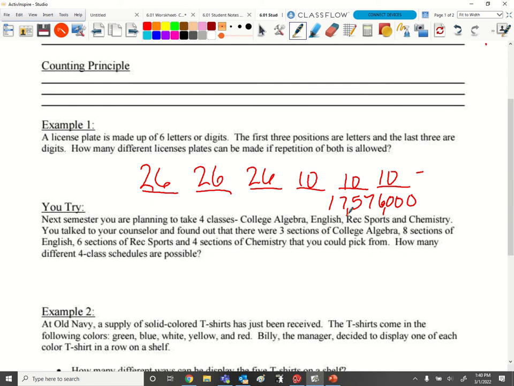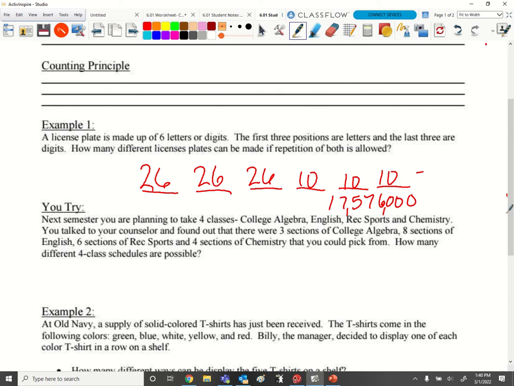Okay, that's a lot of possibilities, right? And that's only 6 digits. I believe Arizona licenses are 7, and they could be alphanumeric. So they could be digits or letters all the way across. So that's going to list even more possibilities.